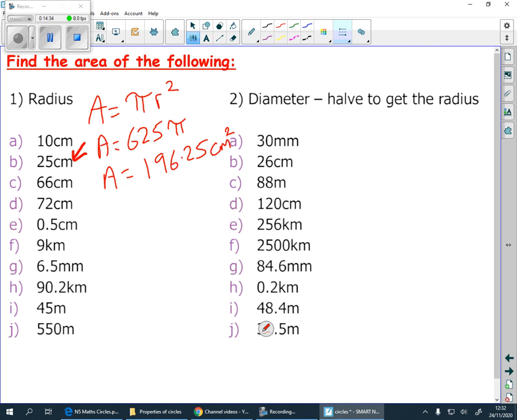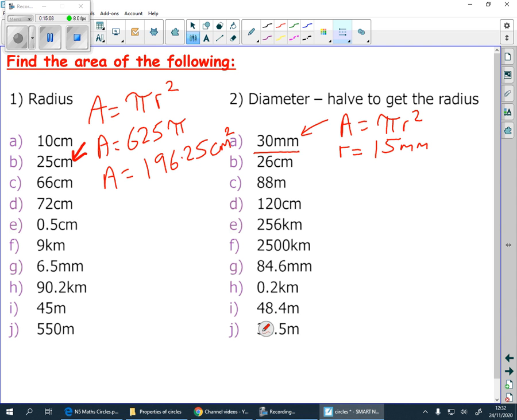Now, let's have a look at the diameter question. I'm going to choose the first one. We've still got the same formula, A equals pi r squared. We've been given the diameter. We need the radius. So the first thing to do is find your r. r is half your d, half your diameter, so it's 15. This time it's millimetres.